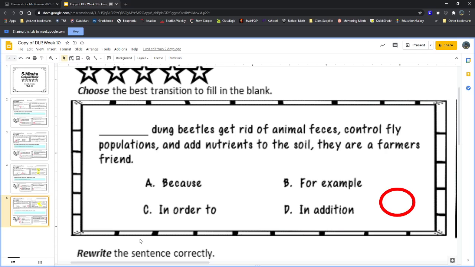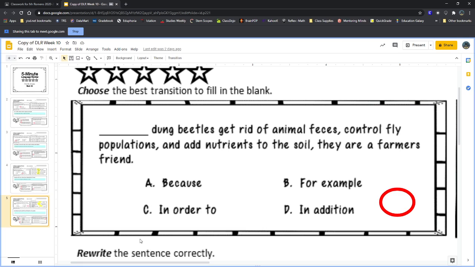The first part of our Thursday page is asking us about transition words again. Choose the best transition to fill in the blank. Blank, dung beetles get rid of animal feces, control fly populations, and add nutrients to the soil. They are a farmer's friend. And they give us 4 different transition words to use. A, because, B, for example, C, in order to, or D, in addition.